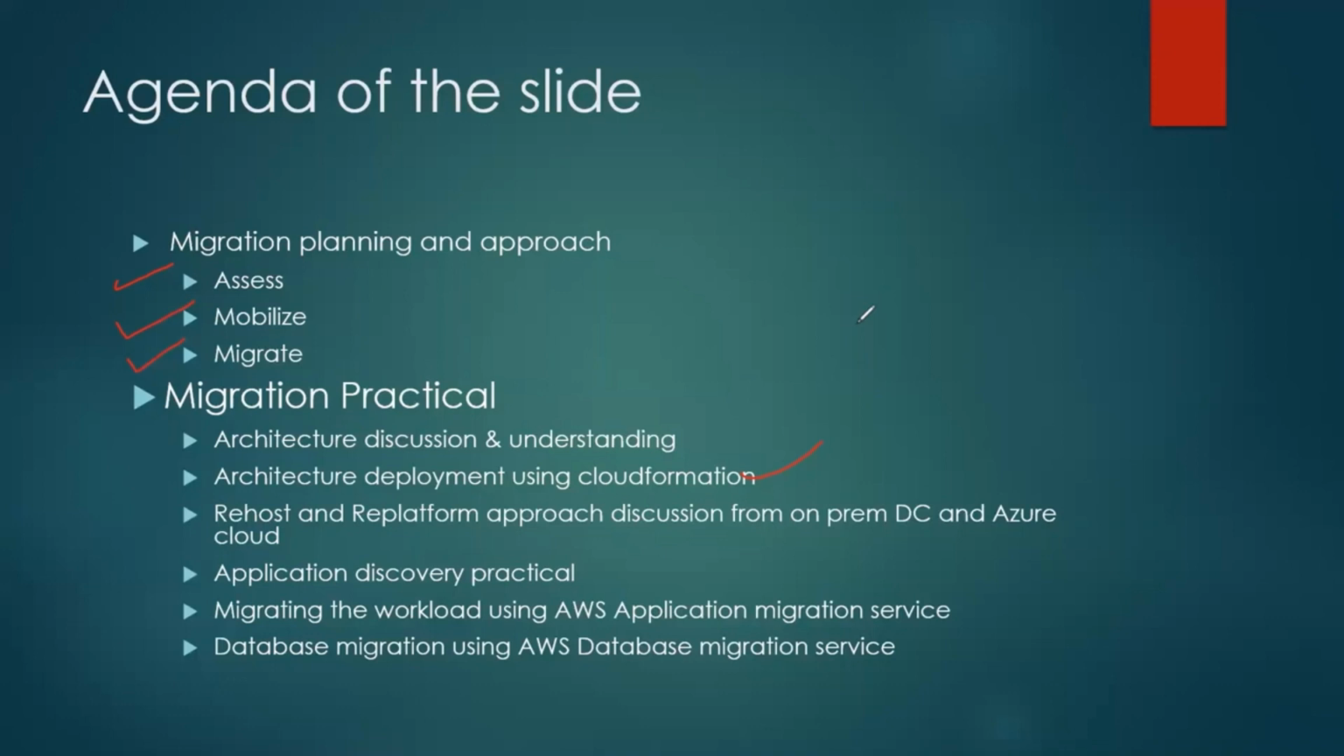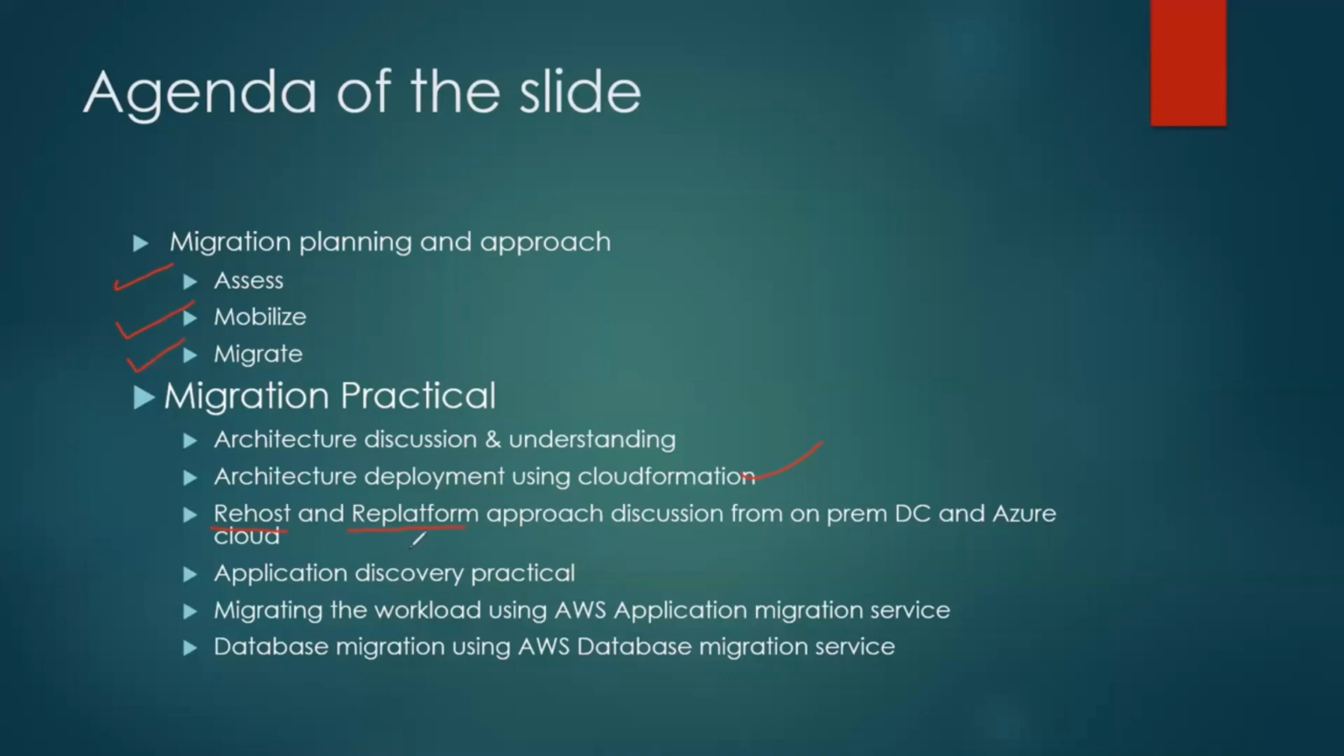Once the architecture is deployed using CloudFormation, I'll show you practically the migration approach, which is called rehost. We will rehost the environment from on-premises and from Microsoft Azure to AWS. And in that, we will also see another migration approach, which is called re-platform. These are two different migration approaches we will discuss in this video.